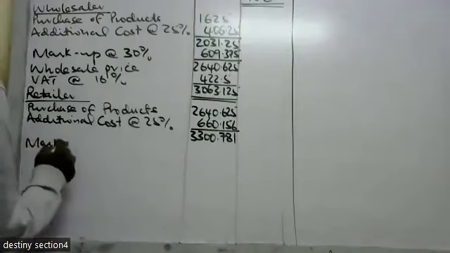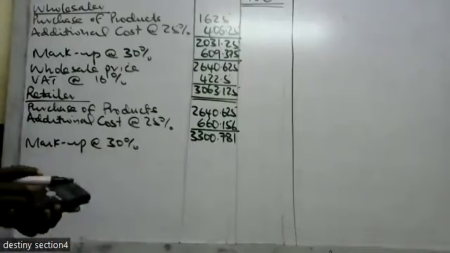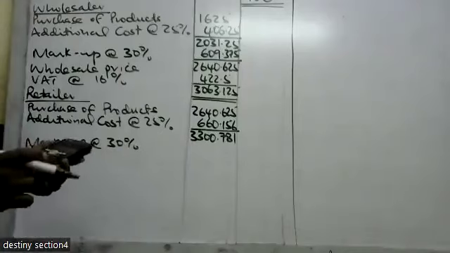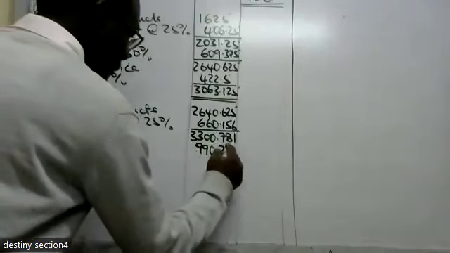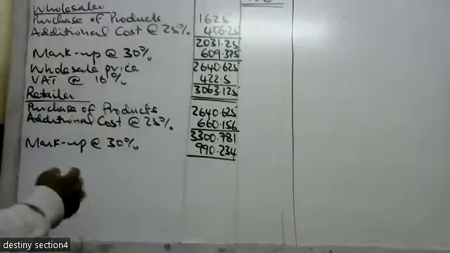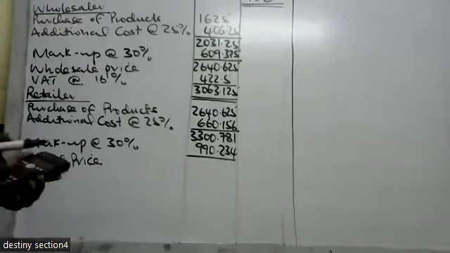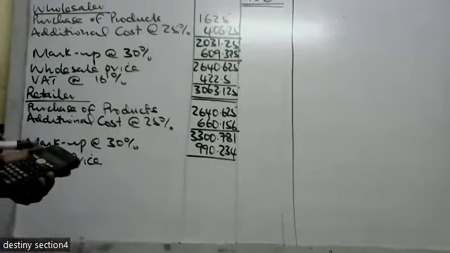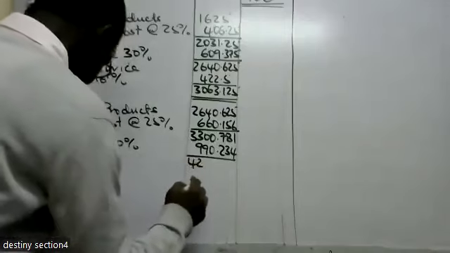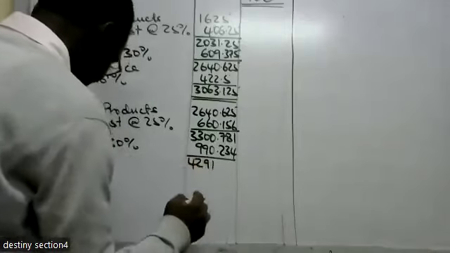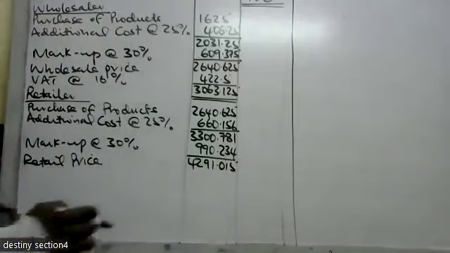Then to the total cost, even the retailer must add his markup. So the markup would be at 30%. So we add here 990.234. By adding the markup he gets the retail price. For his retail price, you add 3,300.781, and you get 4,291.015.